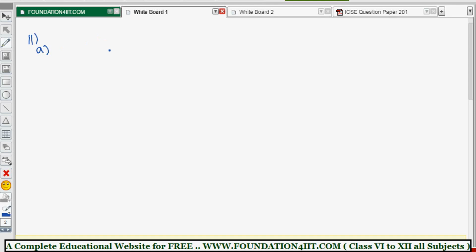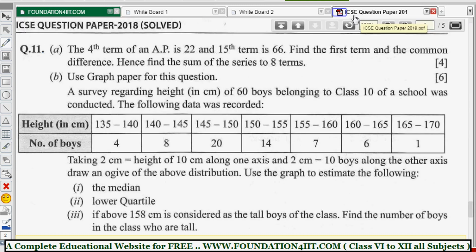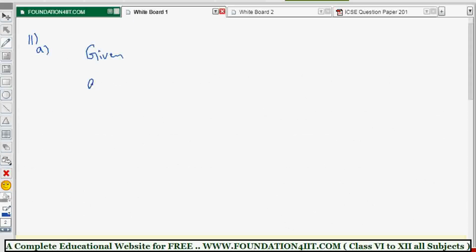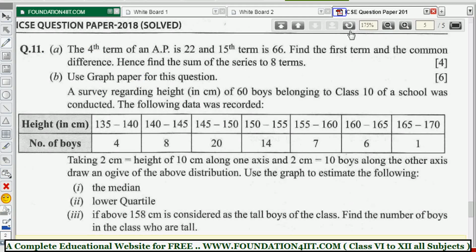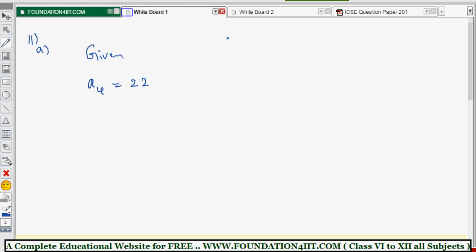So 11th A. Let a be the first term and d the common difference. Given data: the fourth term is 22, so a4 is 22, and the 15th term is 66, so a15 is 66.